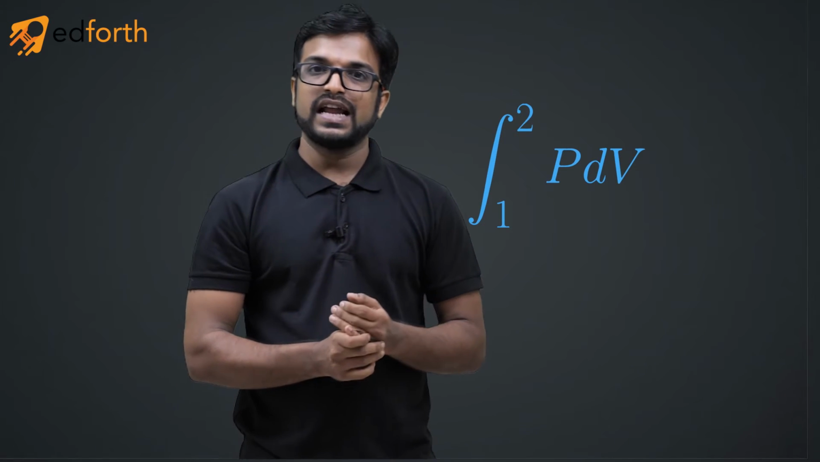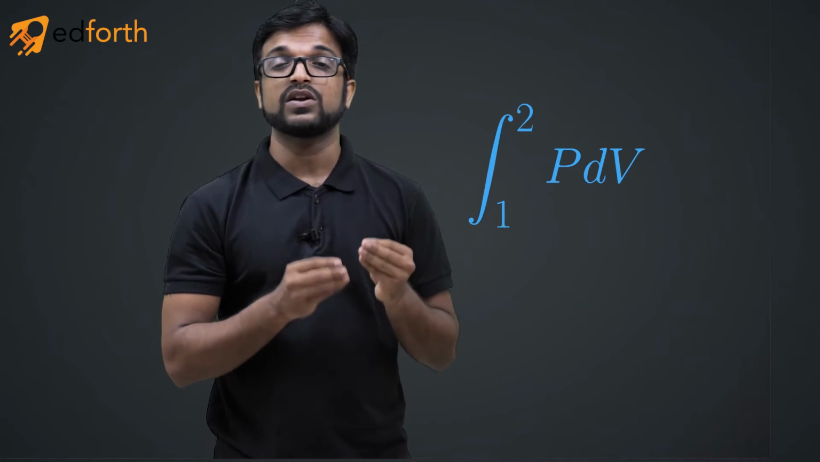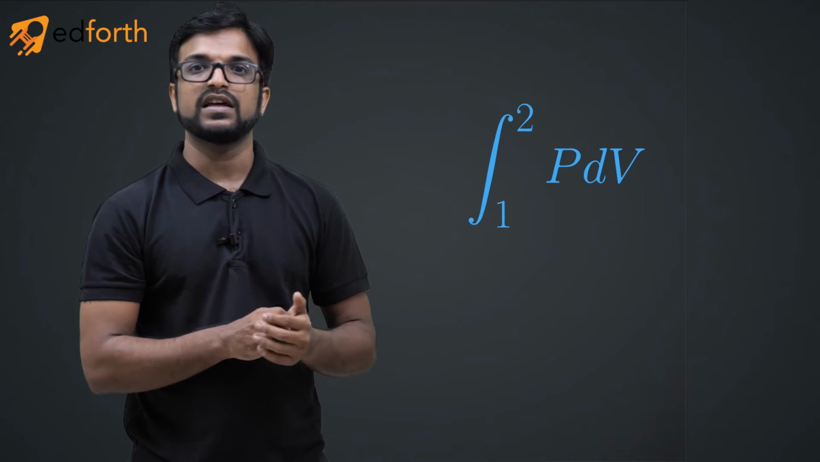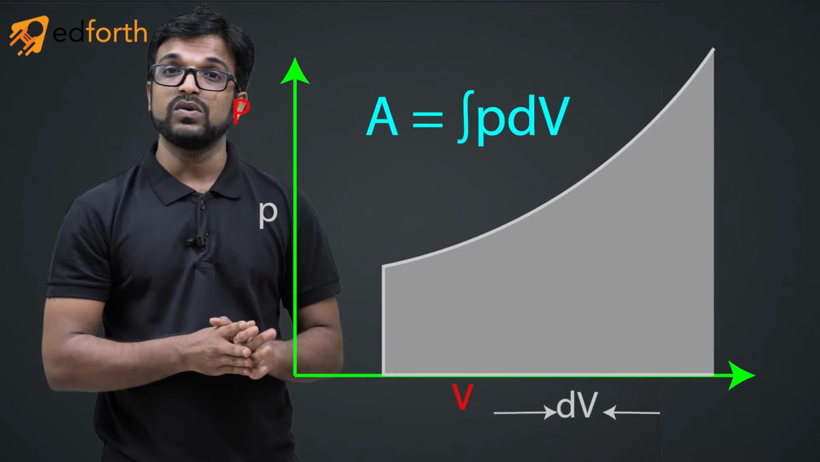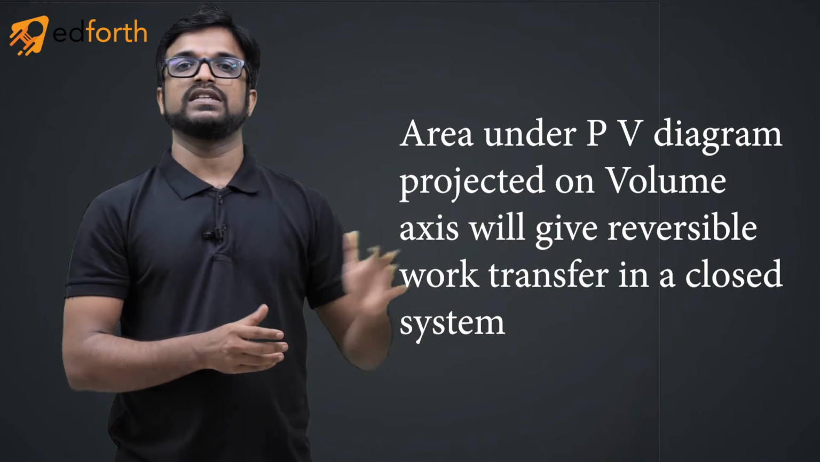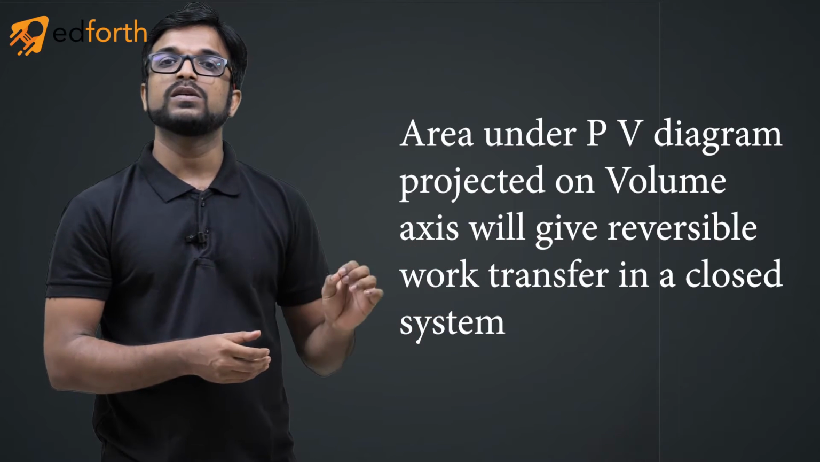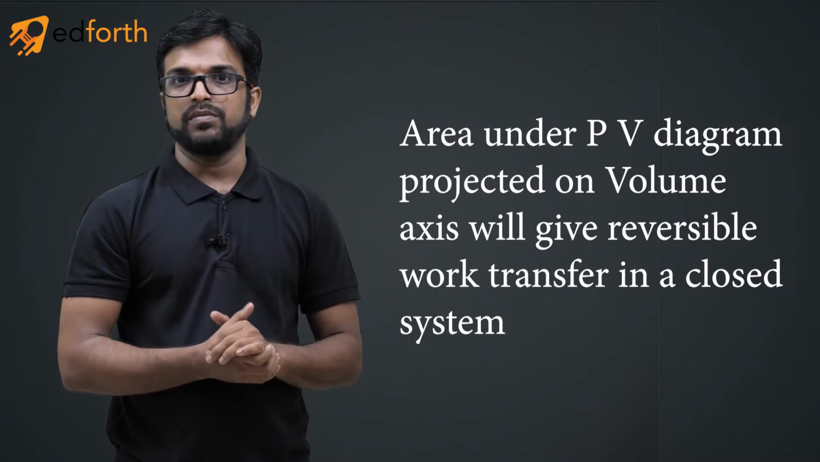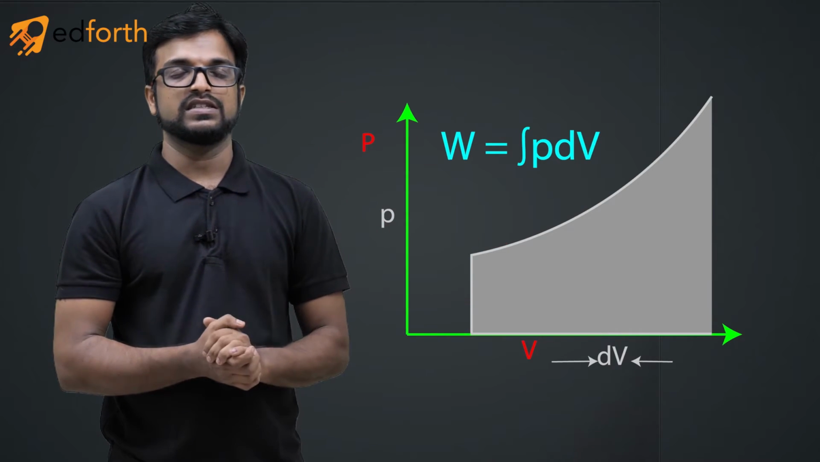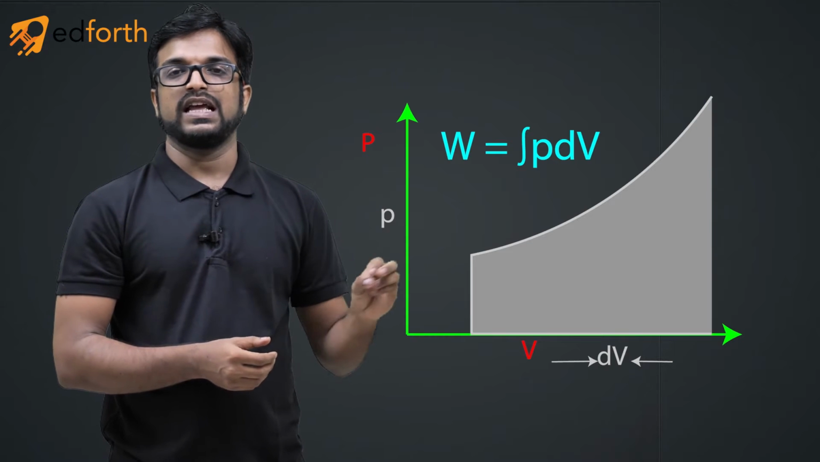We heard this P dV somewhere else, right? Just some time ago we have seen that work transfer, that is reversible work transfer in a closed system, is given by integral P dV. That is exactly matching with the area under the PV diagram. So we can conclude that the area under the PV diagram projected on the volume axis is nothing but the reversible work transfer on a closed system. It is very important. Area under PV diagram projected on volume axis is nothing but reversible work transfer in a closed system.